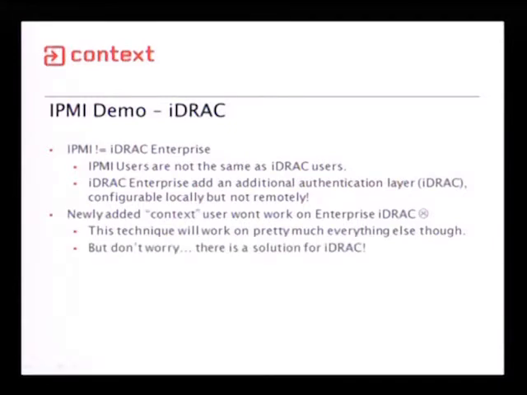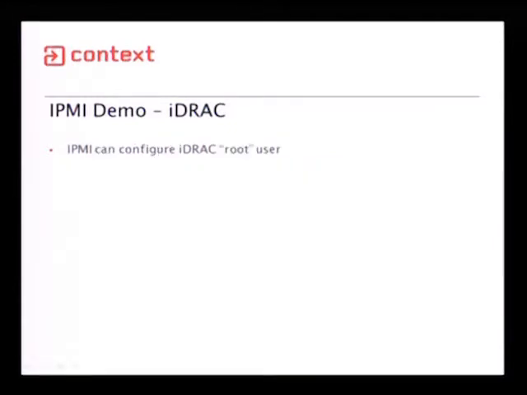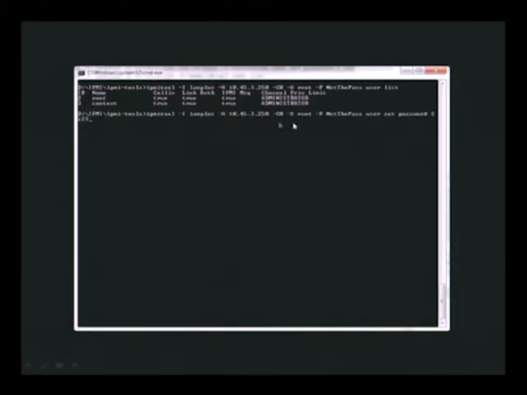But there is a simple solution. We can reconfigure the root user. We could just set our own password. Who cares? So in this case, what we're going to do is say, okay, look, dump out the user list. In this case, the root user, the administrative user, is ID 2. And what we're doing here is we're setting the password for user 2, the root user, to a really strong password.